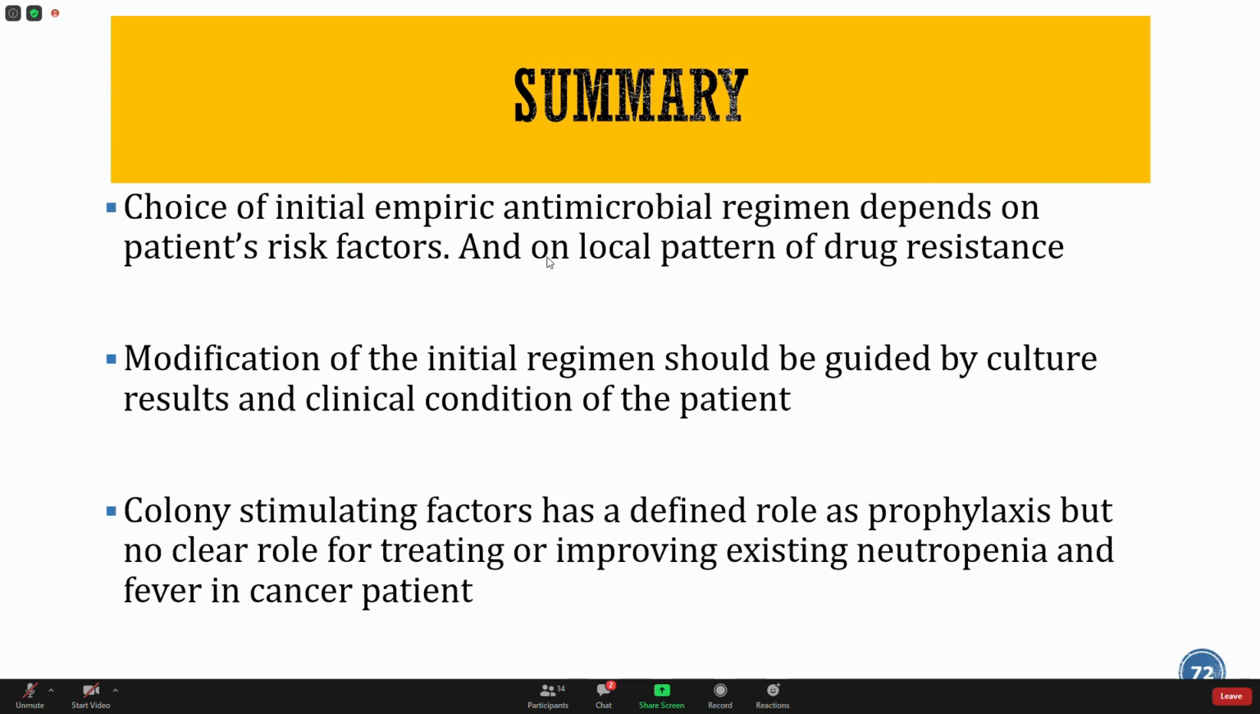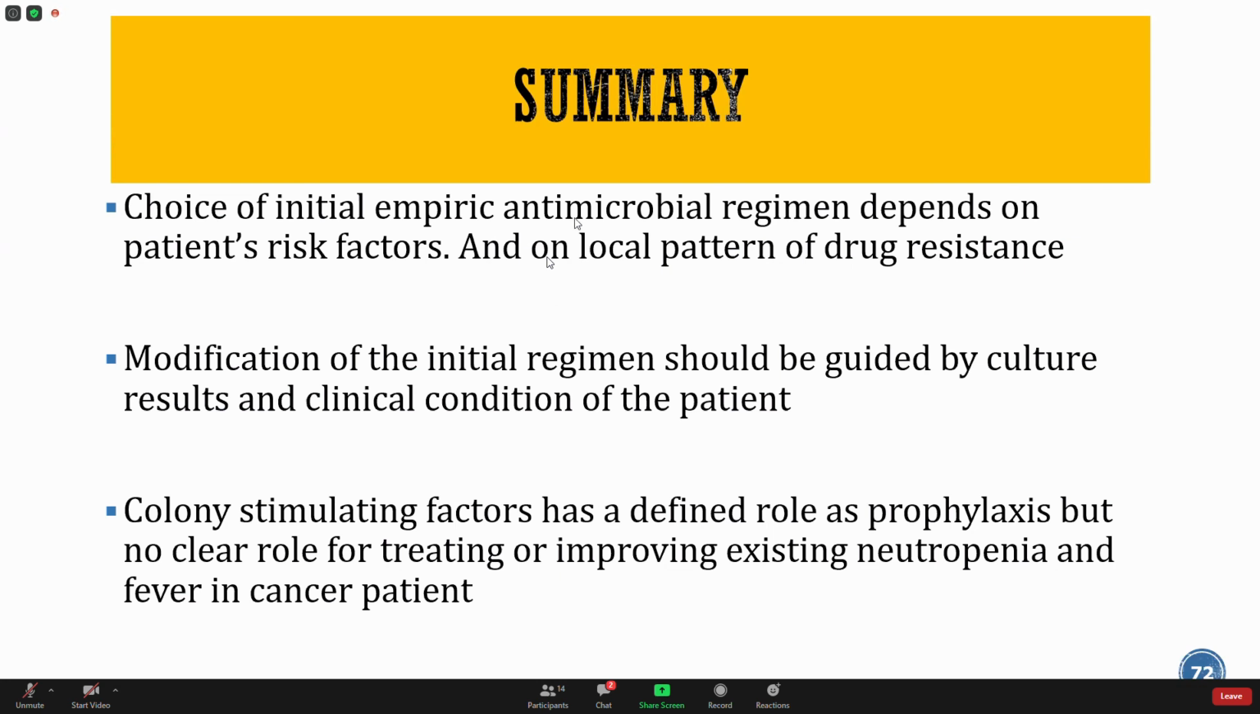And the choice of the antibiotic, monotherapy versus dual therapy, depends upon your institutional antibiogram, and then you will be modifying the antimicrobials as you go along, and you see the microbiology of the patient, and you adjust the antibiotic based on the clinical picture as well as the recovery of the absolute neutrophil count.